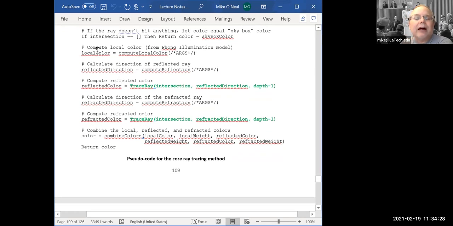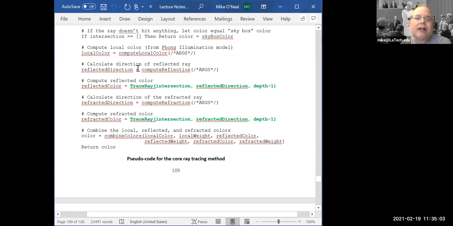So okay, now I've got an intersection, so I hit something, and I know I've got the closest intersection. So compute the local color at that point. So I landed on something. Apply the Phong illumination model here, and that'll give me a local color. My reddish sphere, my greenish, or whatever, and so you'll have your ambient and your diffuse and your specular. You'll do all of those calculations that you did before to get the local color.